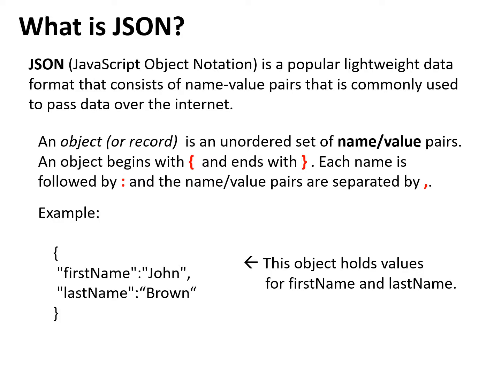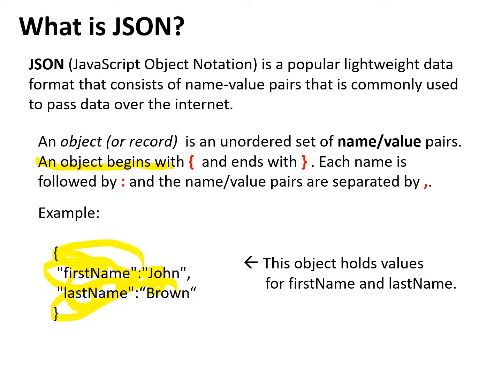So let's look down here in the example. You see these curly braces. Braces denote where an object begins. An object begins with a beginning brace and an end brace. So for instance, all of this down here would represent one object because it's within a beginning brace and an end brace.